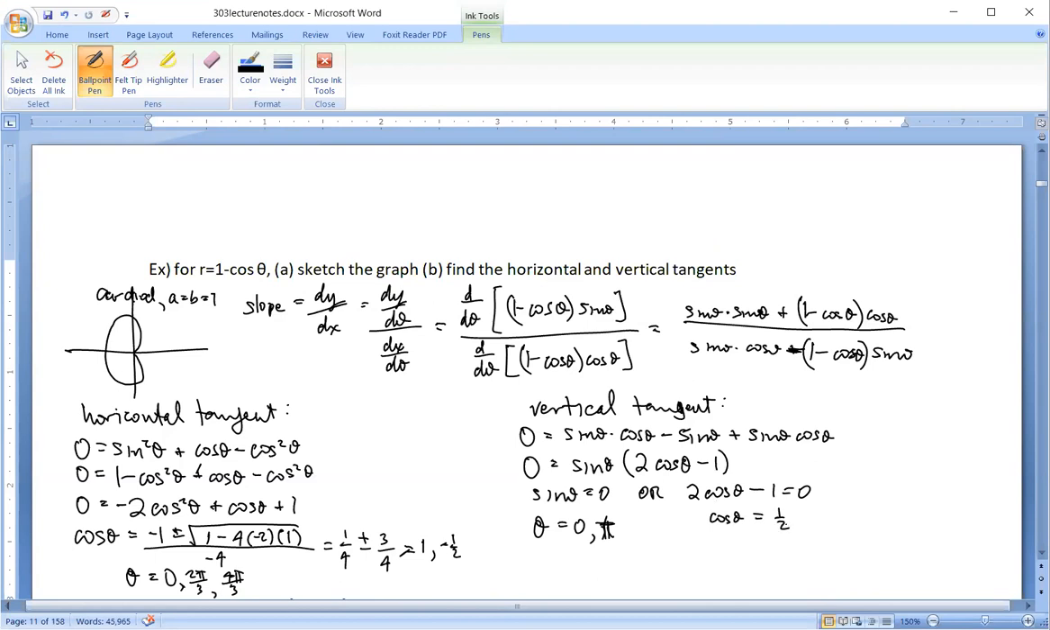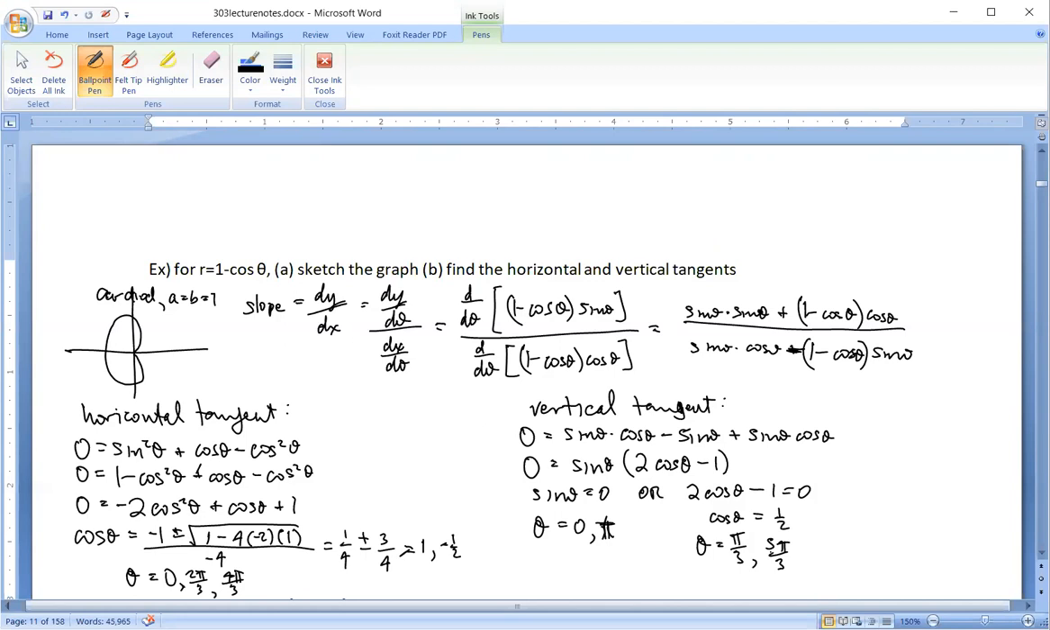And again, we got to check our reference angles. Over here, you get theta is going to wind up being in the first and fourth quadrant, pi over 3, or 5 pi over 3. So that tells us at which theta values we're going to find our horizontal and vertical tangents. And then finally, we can confirm this by looking at the graph.